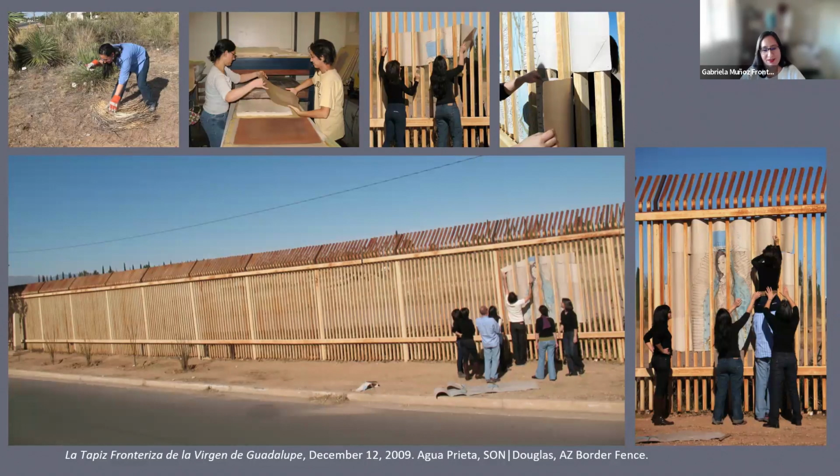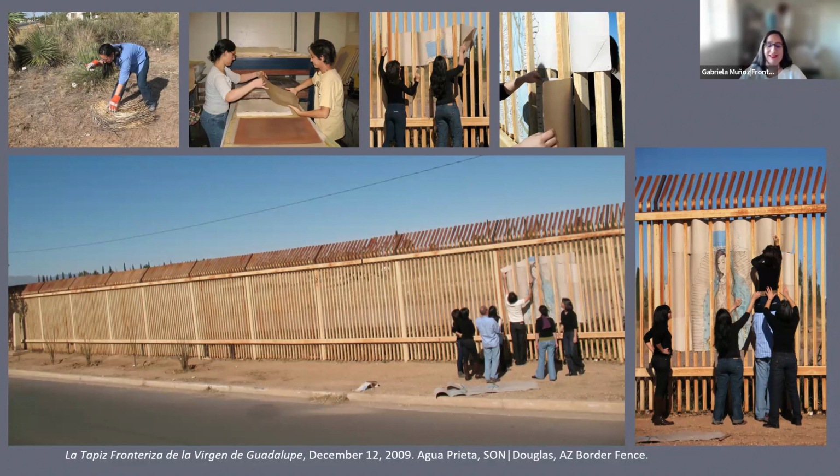In this first piece, which we undertook in 2009, this was our first collaboration. It's titled La Tapiz Fronteriza de la Virgen de Guadalupe. And it became a public intervention and performance. We created it with dead plant fiber that was harvested from the Agua Prieta Douglas border.